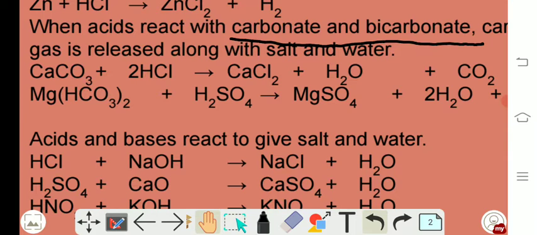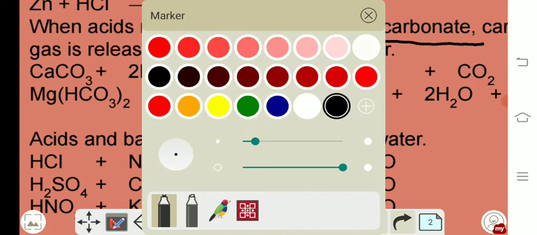During the lab preparation of carbon dioxide gas, these two chemicals, CaCO3 and HCl, are used. So this reaction is very important. Now next, chemical properties of acid.